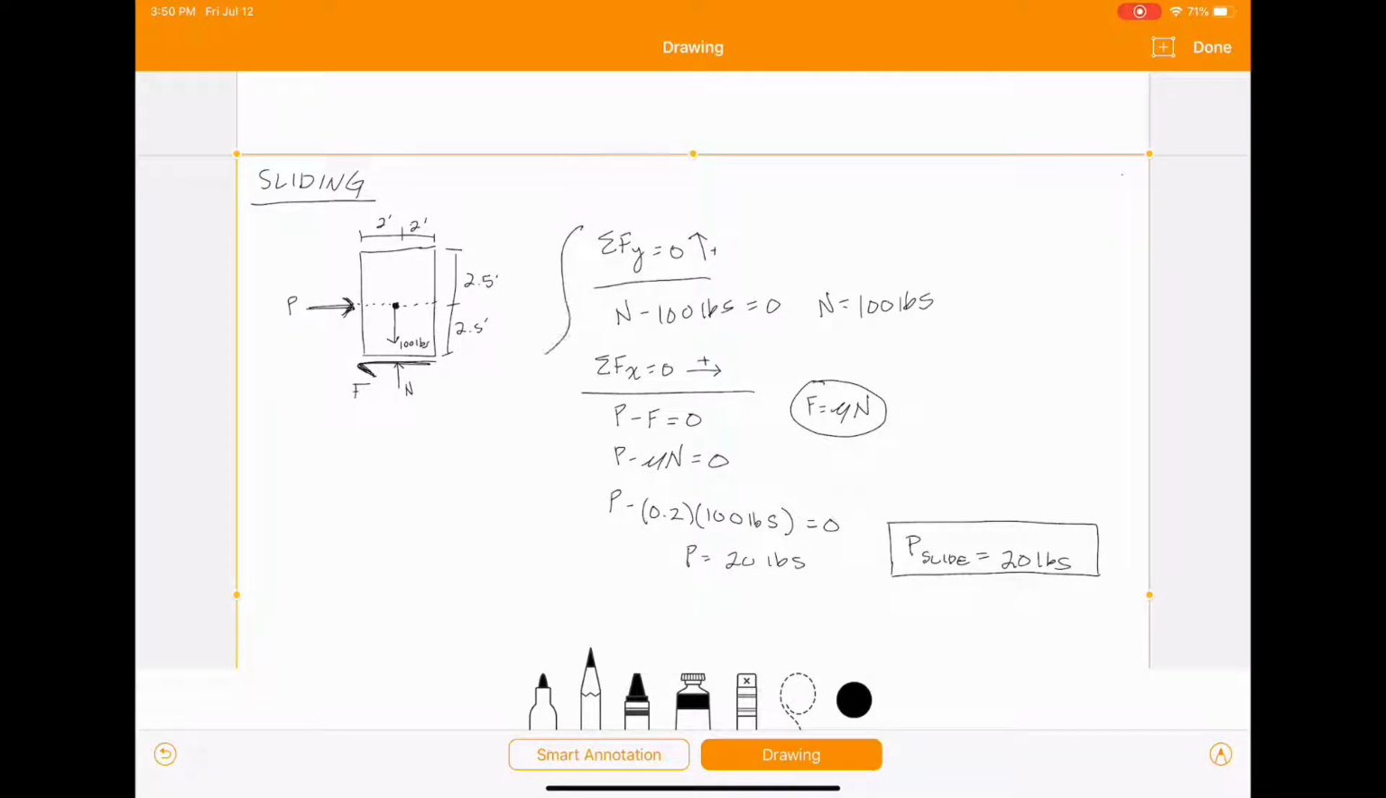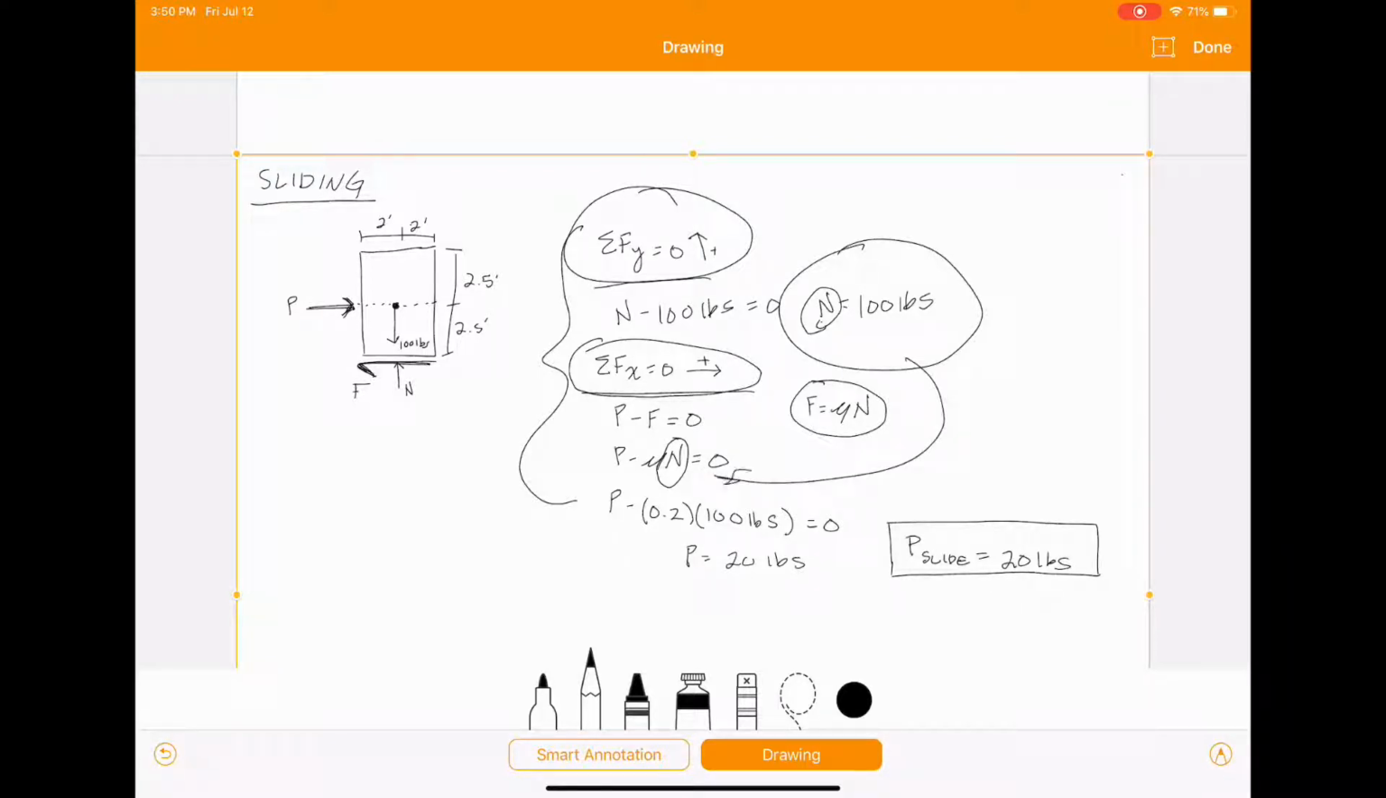Now, the reason that I did sum of forces y first is because I knew I was going to need this normal force in our sum of forces x. However, if you did do sum of forces x first, you'll be left with two unknowns, and then you can just do your sum of forces y, get that unknown, and then plug it back into this equation. Either way, it's going to get you the right answer.